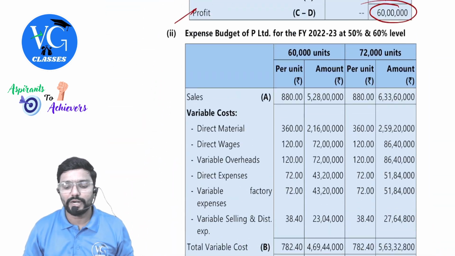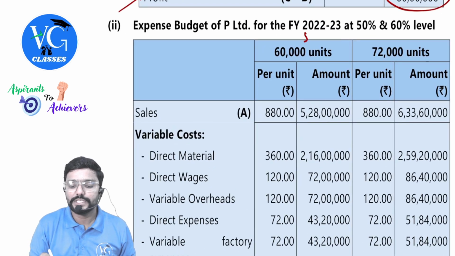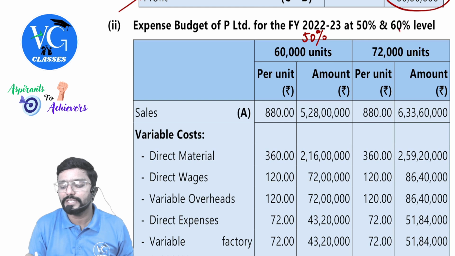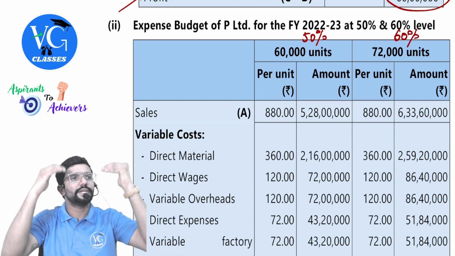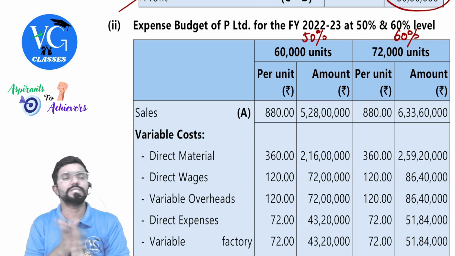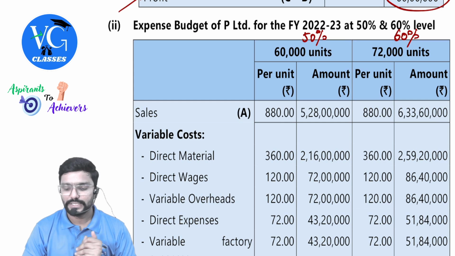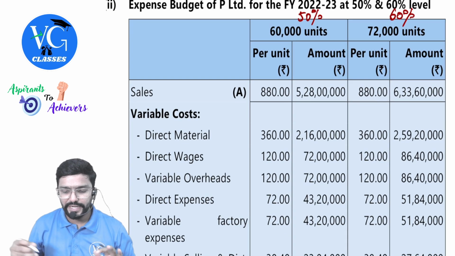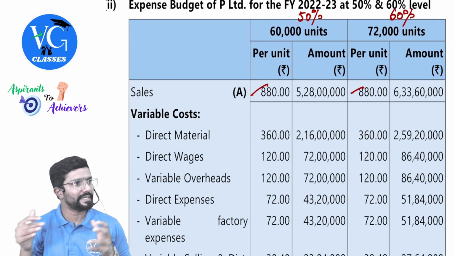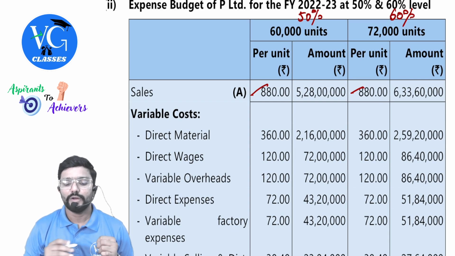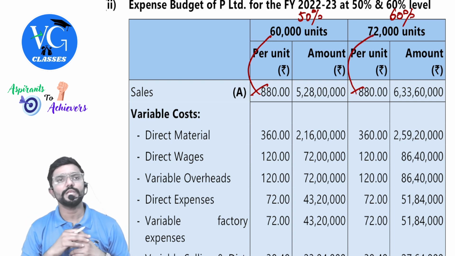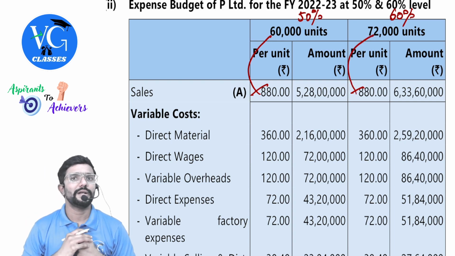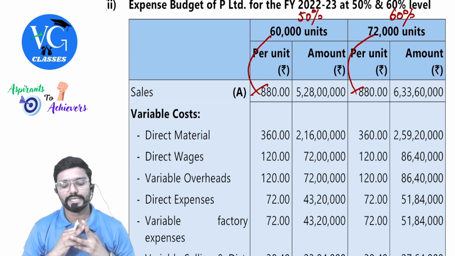At 50%, how many units do you have? 60,000. For 60%, how much would it be? 72,000. How, sir? 60,000 divided by 50 into 60. Selling price 880. Guys, they have only given the revised price after the 10% increase. So now multiply selling price into number of units and you will get total sales.